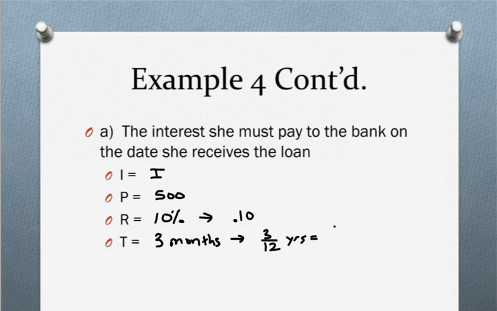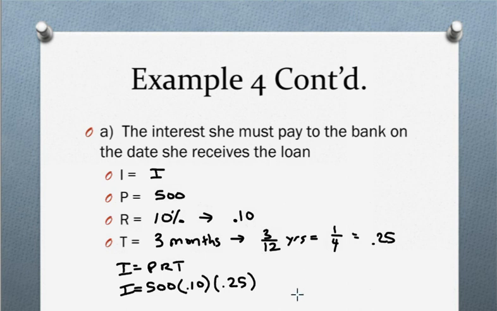And so that's just 1/4, or 0.25. And that is exactly 0.25, and so I can write it as 0.25. Okay. If we had 4/12 and 1/3, you would not see me write this as 0.33. I would leave it as 1/3. Okay, now we have interest equals PRT, I equals PRT, 500 times 0.10 times 0.25.